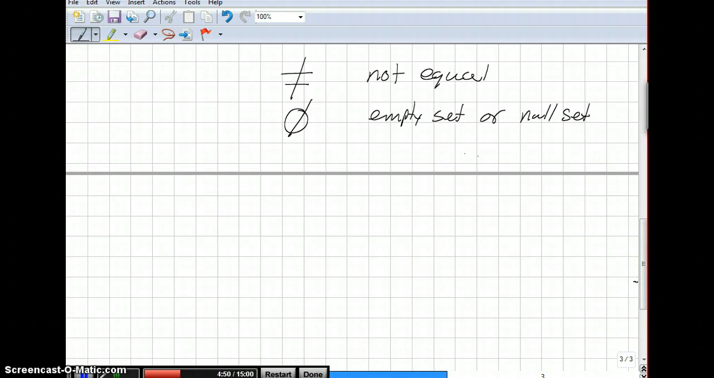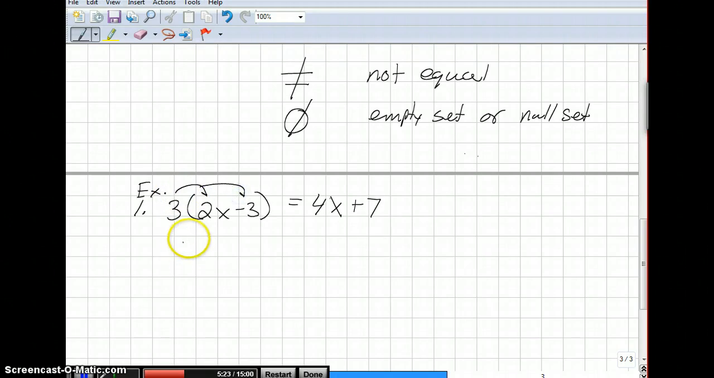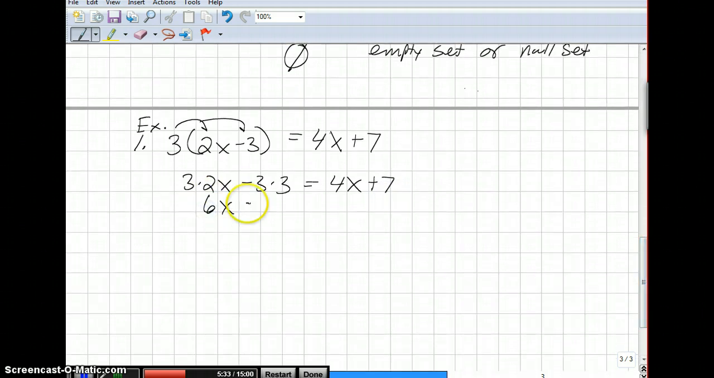Okay, now what we're doing today is just a quick review of solving equations from Algebra 1. So for instance, if I have 3 times the quantity 2x minus 3 equals 4x plus 7, our goal in solving equations is to get the x by itself on one side and any numbers on the other side. So first thing we do is get rid of the parentheses by distributing the 3. So we get 3 times 2x minus 3 times 3 equals 4x plus 7. Then that gives us 6x minus 9 equals 4x plus 7.